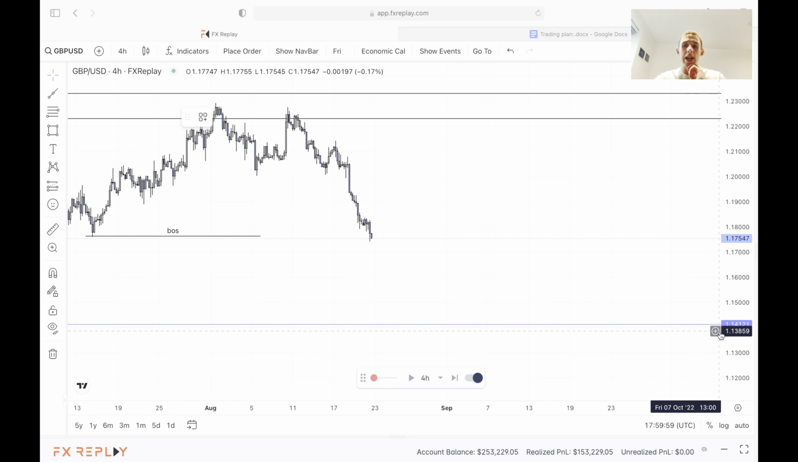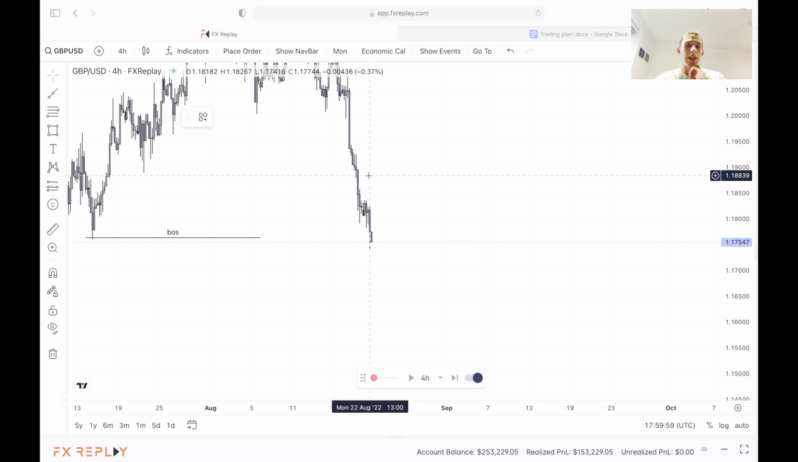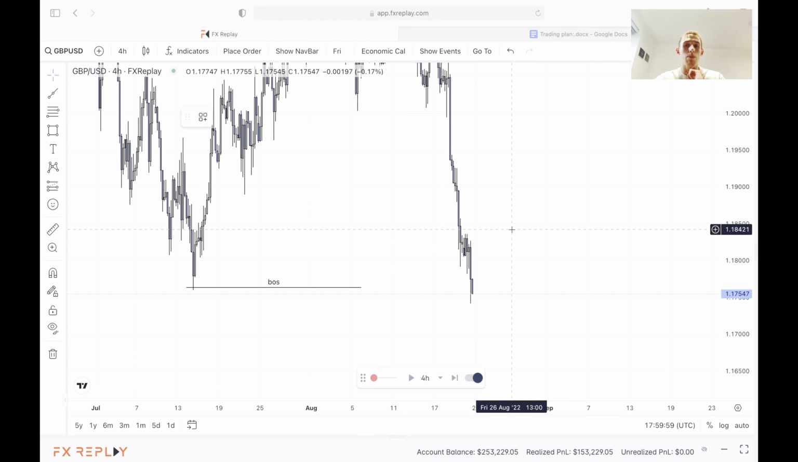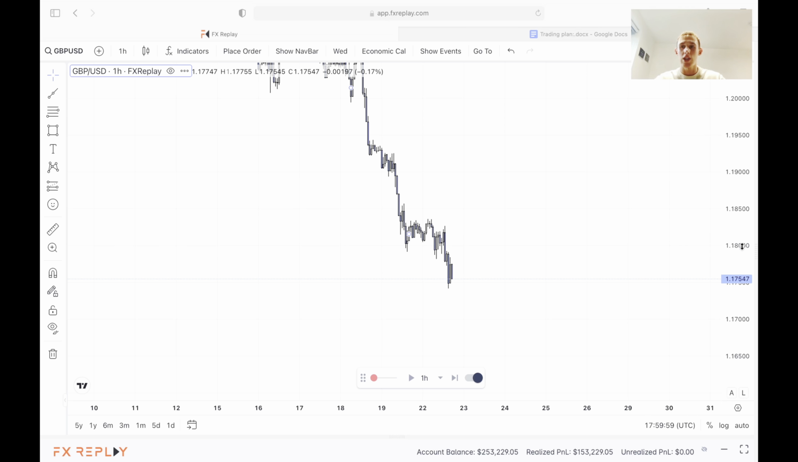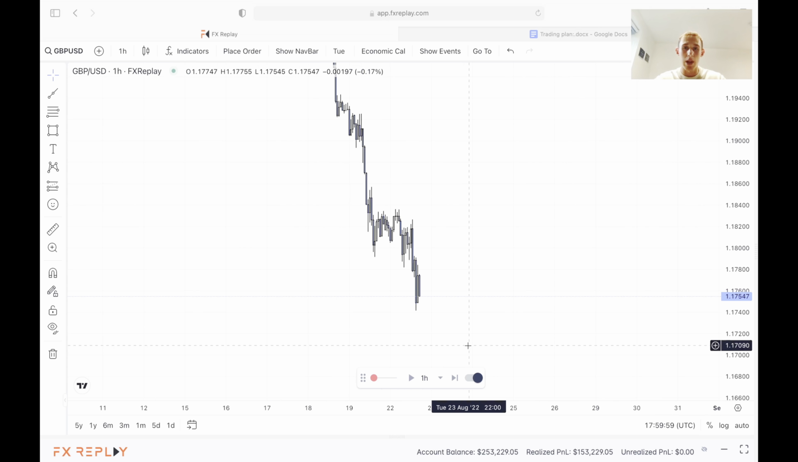Since that was on the daily time frame, it would also be valid to look for some potential buys up to those previous levels if price on the lower time frames gives us a change in character or a flip in market structure.